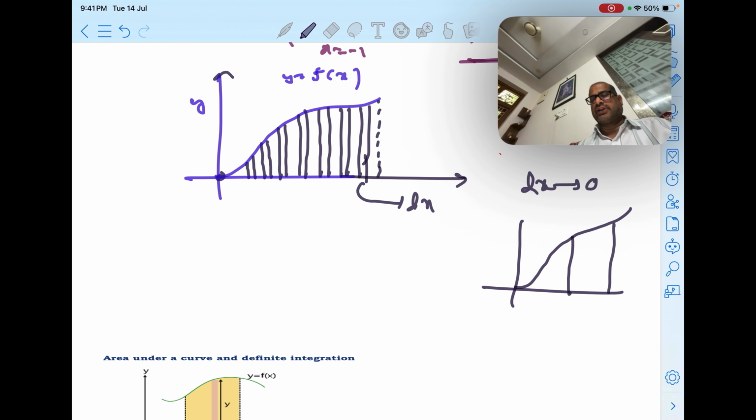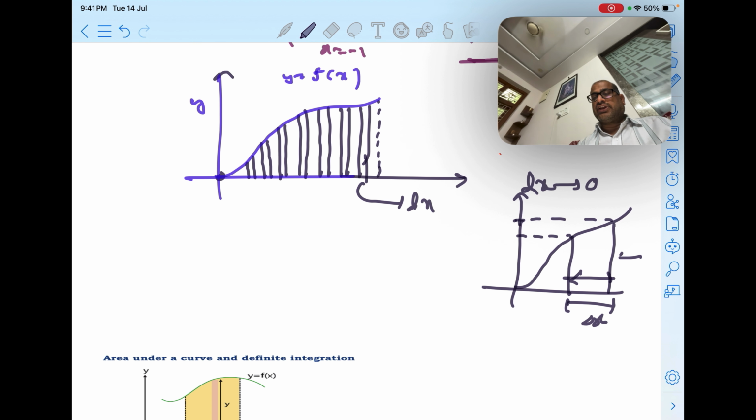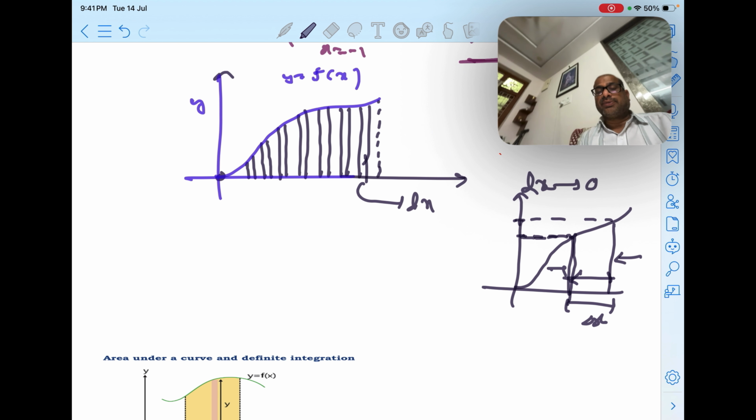width of the rectangle more here, like this, if width is more, then there exist two values of y here, not a single value. But when you decrease this width, it becomes very, very small like this, a single value of y exists.